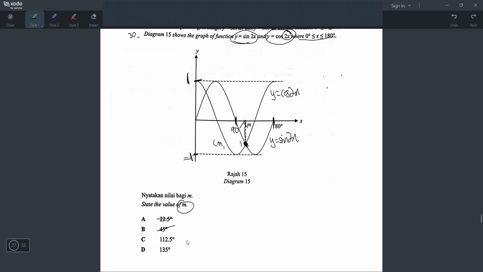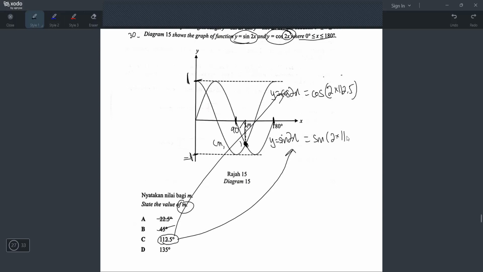So if it's C, what do you think will happen to the 112.5? It means I can substitute the 112.5 inside this x or this x. You can substitute inside whichever you want. Then this will become cos 2 times 112.5, and this will become sine 2 times 112.5. After you press this, you will get the y coordinate of the point here, right? Let's press and see which one makes sense. So let's press 2 times 112.5 and then cos answer.